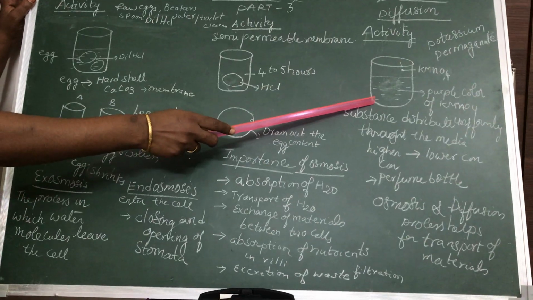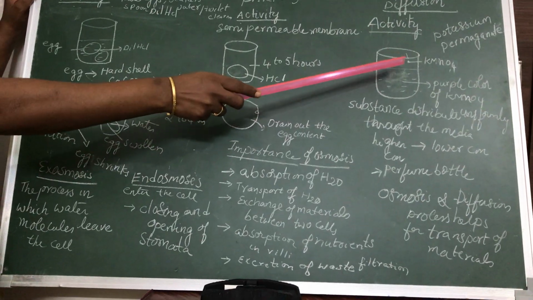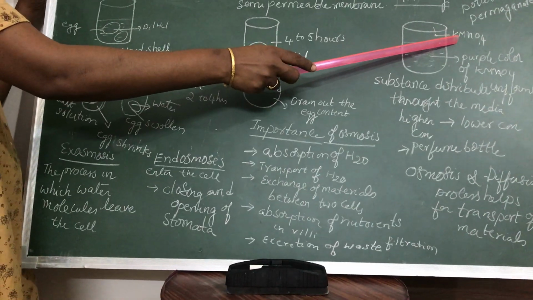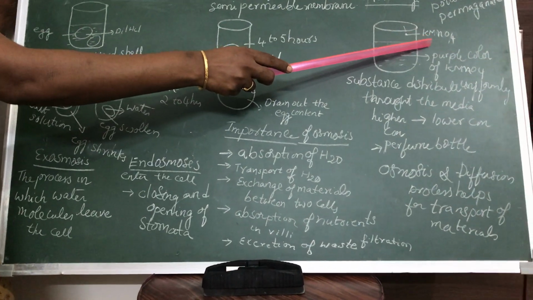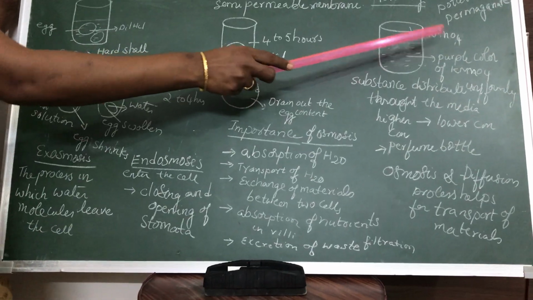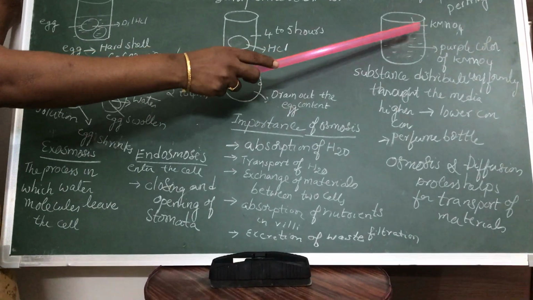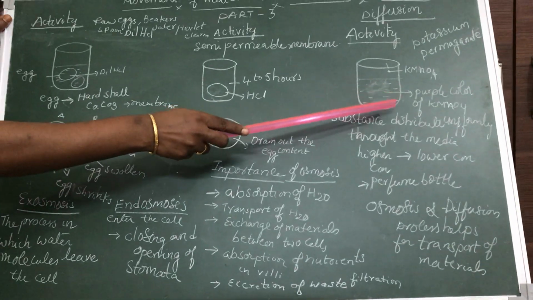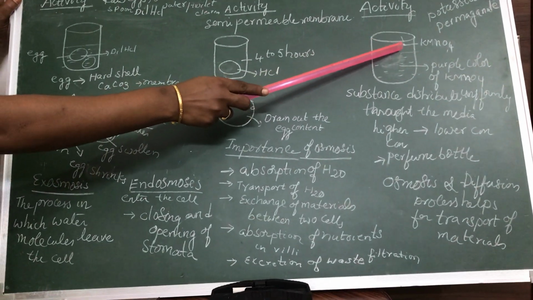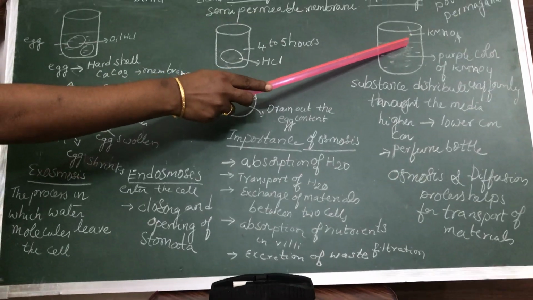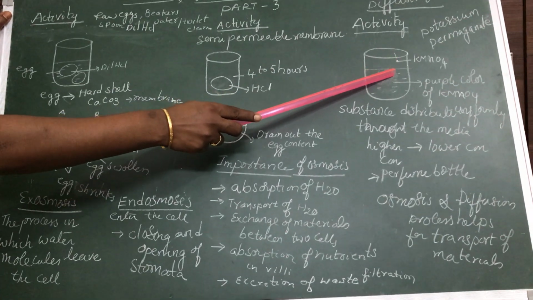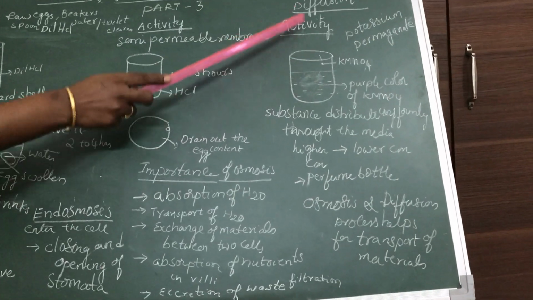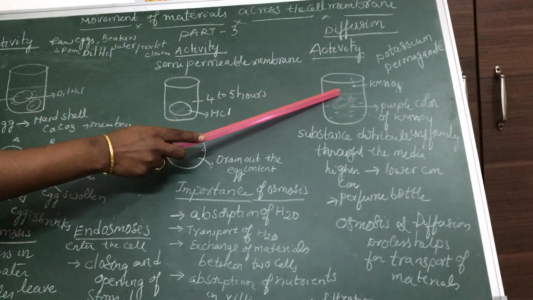Take a beaker, fill the beaker with water. Now add crystals of potassium permanganate. KMnO4 stands for potassium permanganate. You add these crystals, slowly the crystals start dissolving in water, and the violet color is uniformly distributed through the media, and this process is called diffusion. What do we call this process?